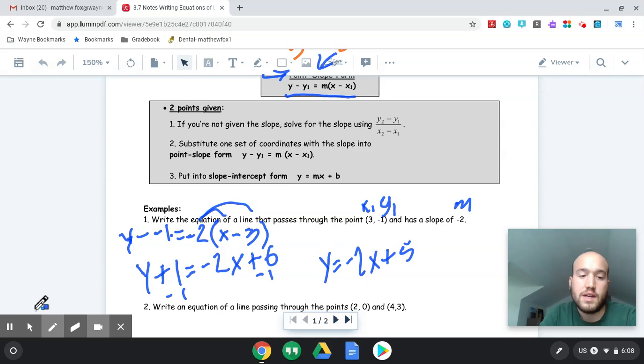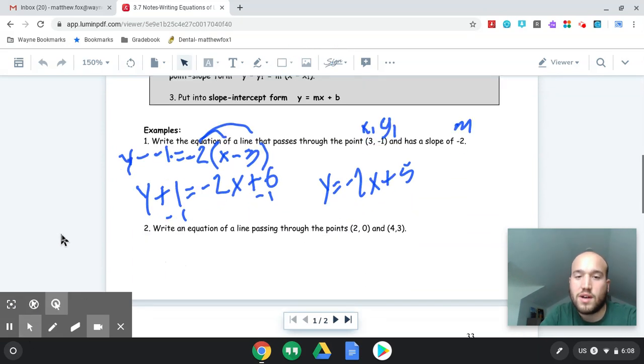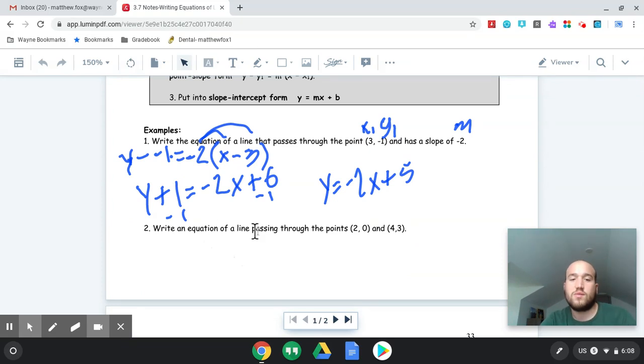Okay? Now, let's scroll down and try. This one's a little more difficult because, as you can see, it says write an equation of line passing through the points (2, 0) and (4, 3). They give us 2 points, okay? But we don't know what the slope is.